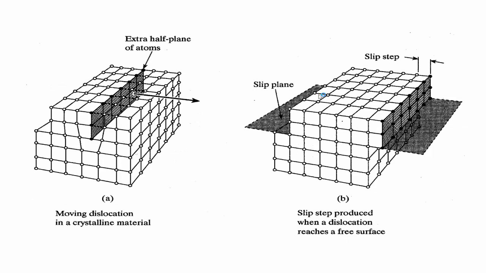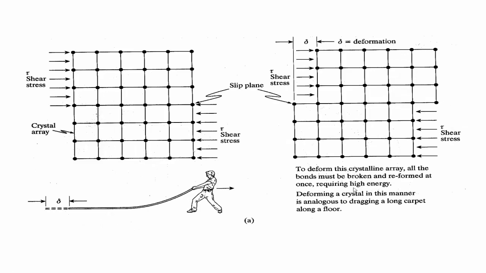These are some illustrations of moving dislocation in the crystalline material. Here is the slip plane and this is the slip step. This is an example of a slip step that is produced when the dislocation reaches a free surface. These are some other illustrations. We have here the deformation. We have here the shear stress, and the crystal array is here. So this is the slip plane, and also this is the shear stress.